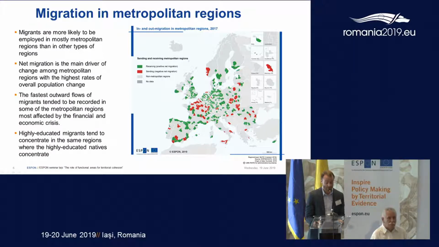However, the fastest outward flows of migrants tended to be recorded in some of the metropolitan regions, mostly affected by the financial and actually economic crisis.